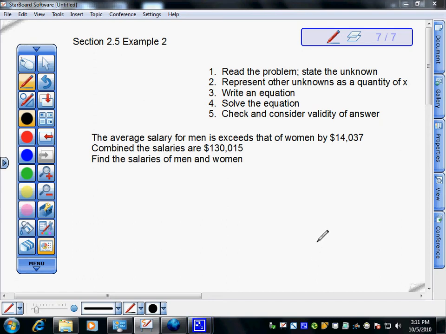With this problem, I've given us a little bit of a jump start. I didn't copy the whole problem down. The whole problem reads, according to the U.S. Department of Education, by 2007 data, there is a gap between teaching salaries for men and women at private colleges and universities. The average salary for men exceeds the average salary for women by $14,037. Combined, their average salaries are $130,015. Determine the average teaching salaries at private colleges for men and women.